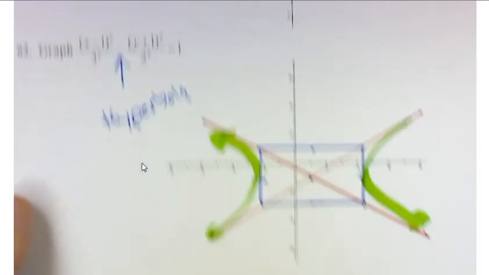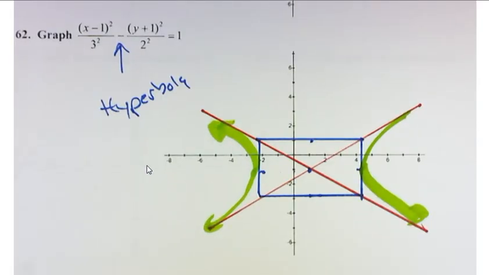Yes? Well, boy, it's a good question. The inverse of this would be a big mess, but it would probably be some other type of hyperbola. Yeah. Correct. Correct. It's not going to be up and down.